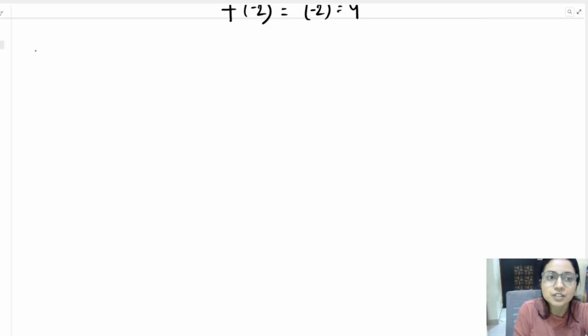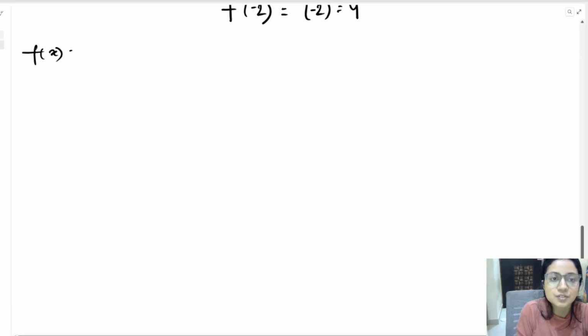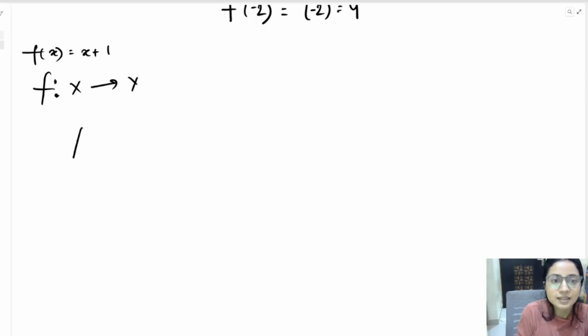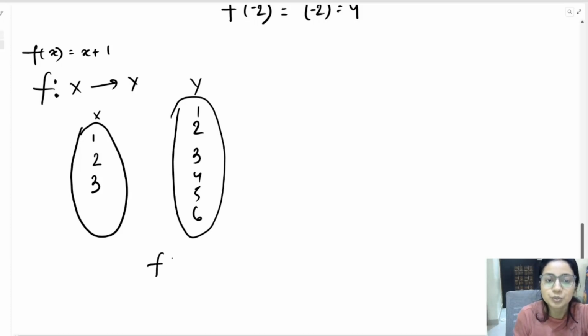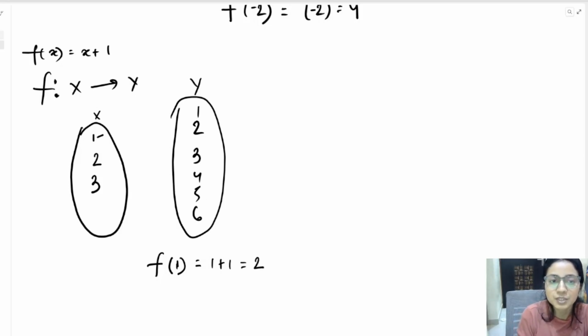So suppose we have a function f of x equals x plus 1 defined from set x to y. Let's say this time our set x has elements 1, 2, 3 and set y has 1, 2, 3, 4, 5, 6. As you know, if we take input from the domain set, that is 1, our output will come out as 1 plus 1, that is 2. The image of 1 is 2.